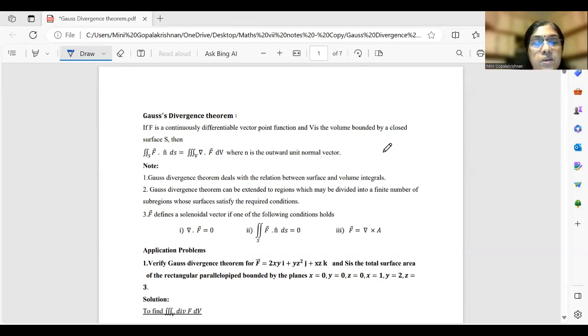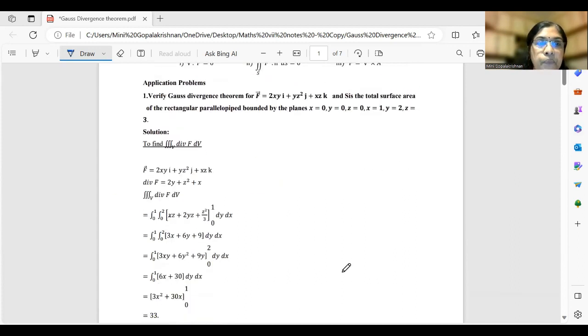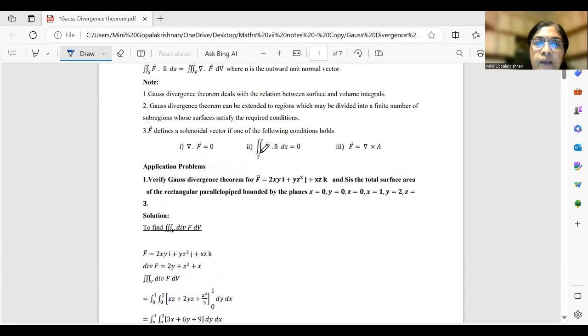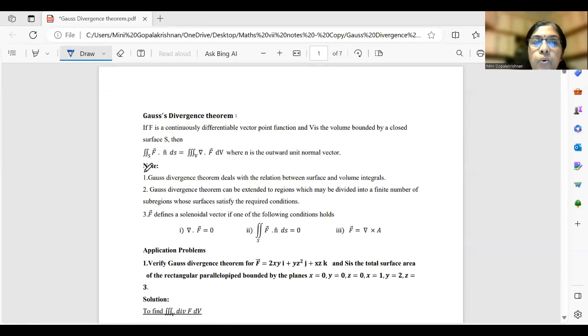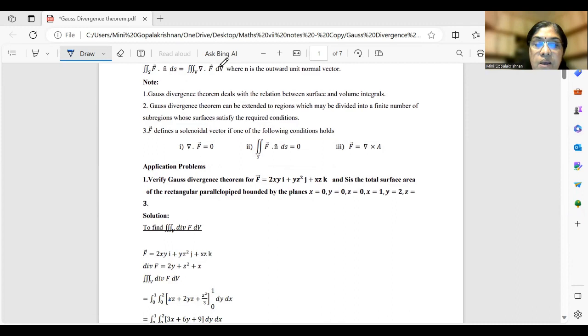So here we have a question to understand it better. Verify Gauss divergence theorem for f is equal to 2xy i plus yz square j plus xz k, where S is the total surface area of a rectangular parallelepiped bounded by the planes x is equal to 0 to x is equal to 1, y is 0 to y is 2, z is 0 to z is equal to 3. If we have to find the double integral, then we have to find the surface area of all the 6 faces of the parallelepiped, which is a very lengthy process. So we'll calculate the right hand side first.